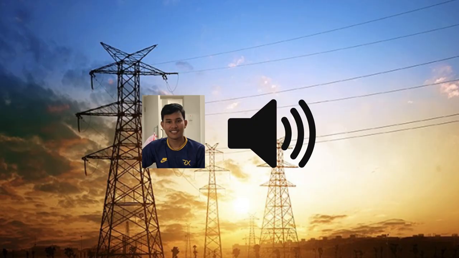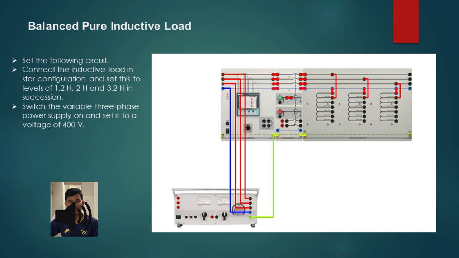Okay, the second part is balanced pure inductive load. First of all, set up the following circuit and then connect the inductive load in star configuration and set it to levels of 1.2, 2 and 3.2 Henry in succession. And then switch the variable three-phase power supply on and set it to a voltage of 400.